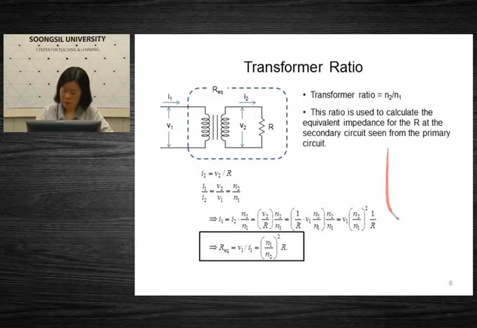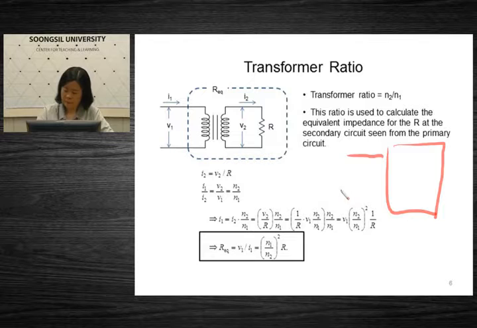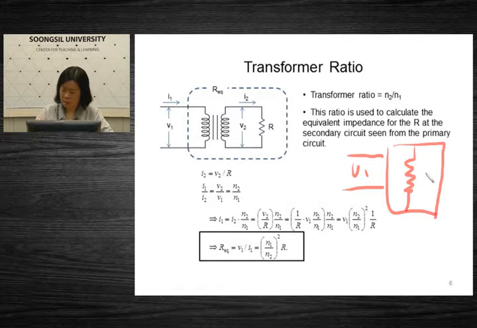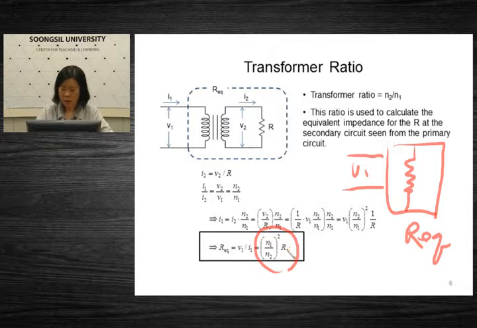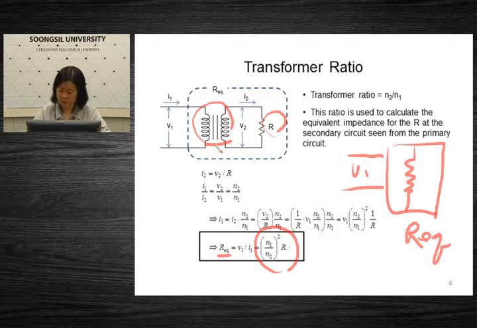That means when we have a black box and we connect the V1 power source, what the power source sees inside the black box will be the equivalent value, which is defined by this equation. So that means the true resistor value R is changed to the R equivalent value because of the transformer. That's the effect of the transformer.